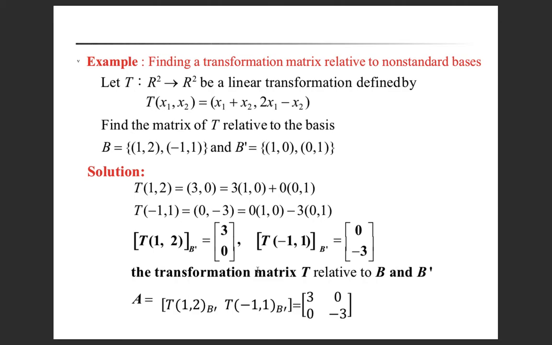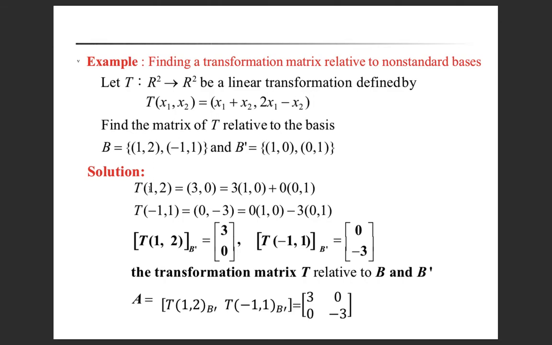I am going to give one example to demonstrate this result, because by example it is easy to understand the concept. Let T be a mapping from R square to R square, a linear transformation defined by T(x1, x2) equal to (x1 plus x2, 2x1 minus x2). Find the matrix of T relative to the bases B: (1, 2), (minus 1, 1) and B dash: (1, 0), (0, 1). Now we will find the matrix of T.